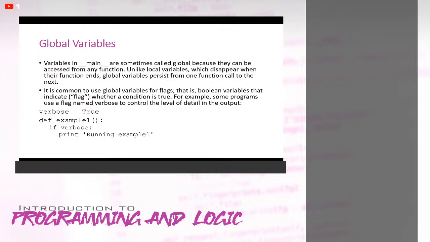We can set a Boolean variable at our global level, and then we can use that in different functions to check to see if we have a condition marked true or false. Like we have here in our example, we have a global variable of verbose. We have it set equal to true. And then we have another function that says if verbose, print running example 1. And so we can look at this in terms of our code.